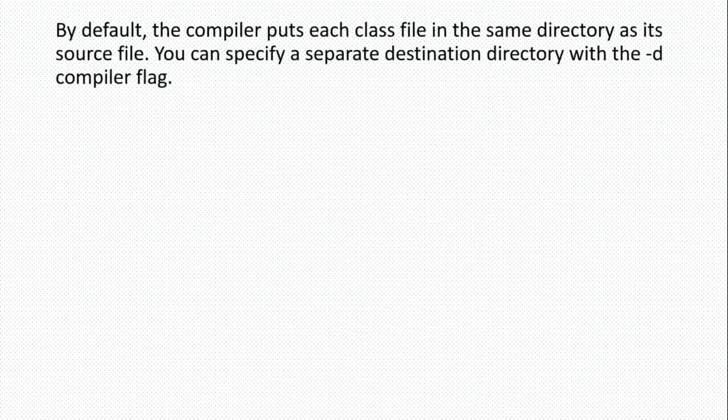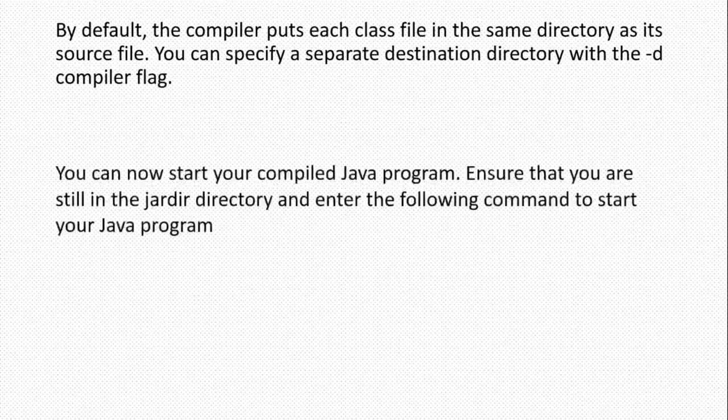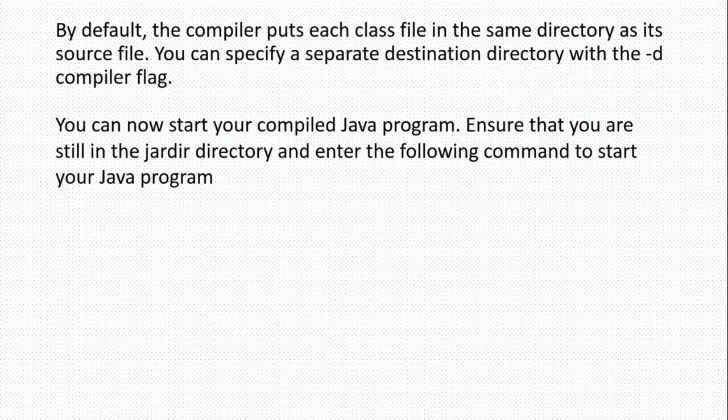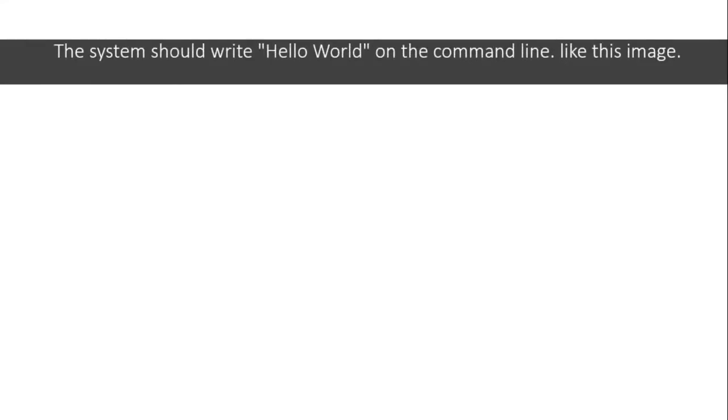By default, the compiler puts each class file in the same directory as its source file. You can specify a separate destination directory with the -d flag. You can now start your compiled Java program. Ensure that you are still in the javastarter directory and enter the following command to start your Java program: java HelloWorld. The system should write Hello World on the command line.